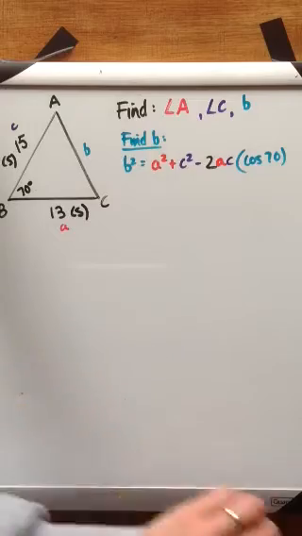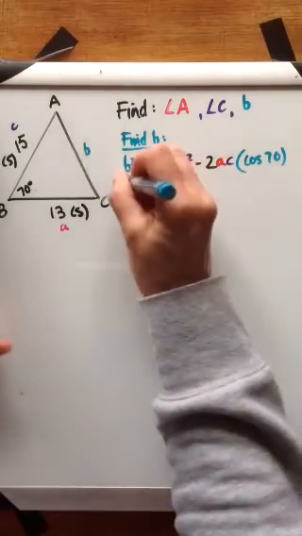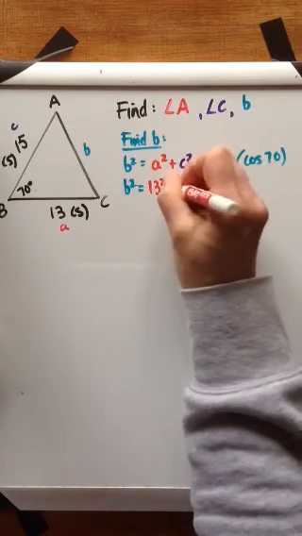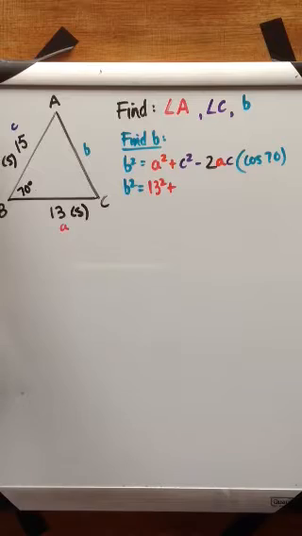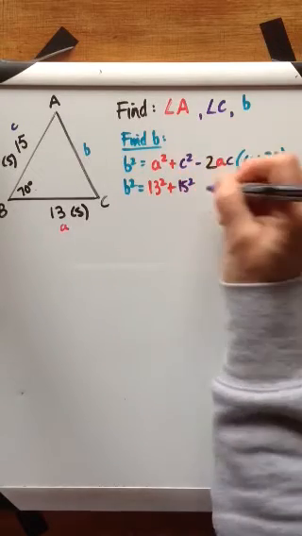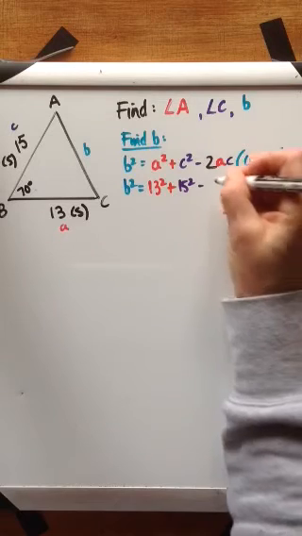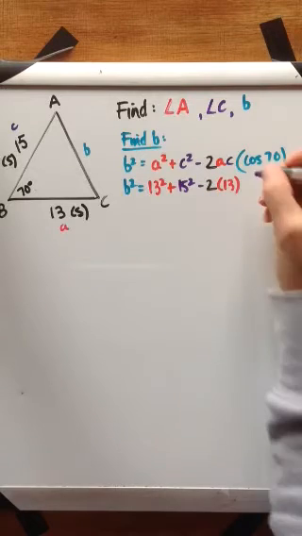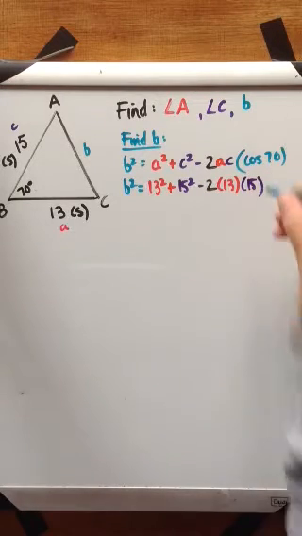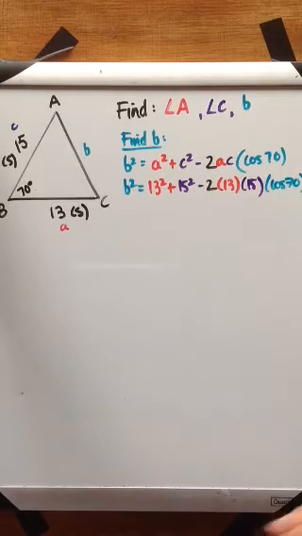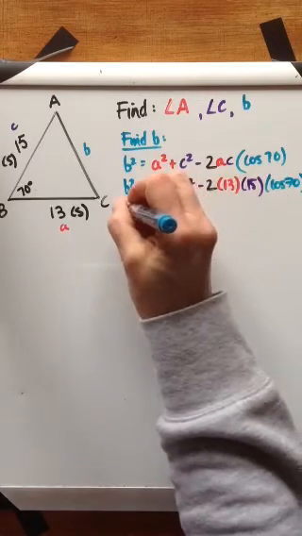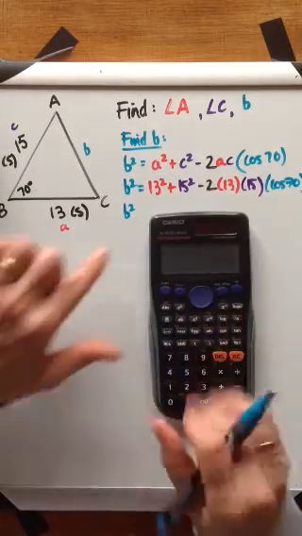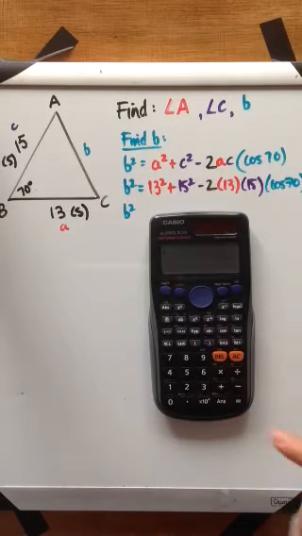So let's do that. So b squared is equal to, our value of a is 13, so we have 13 squared, plus our little c, which has a value of 15 squared, minus 2 times 13 times 15 times the cosine of 70. You might go, whoa, that's a lot of stuff. But the beautiful thing is your calculator can handle this. And in fact, you can punch this all in at once and get right to the value of what b squared is. And let me show you how you do that.